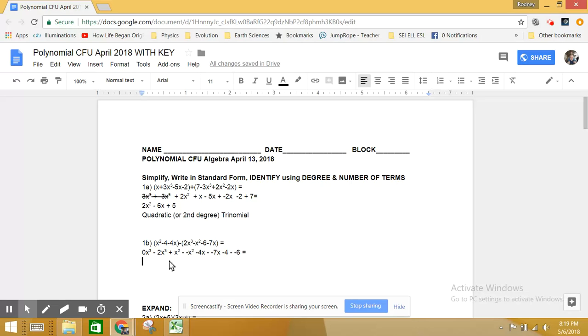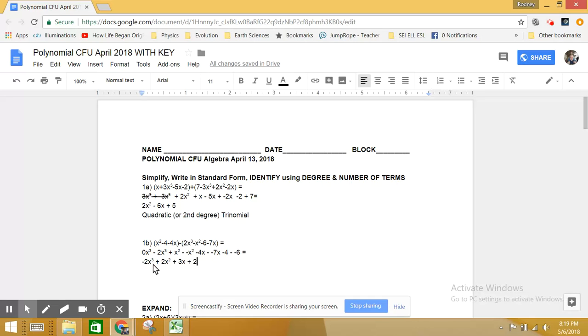We're continuing to simplify. So 0x cubed minus 2x cubed is just going to be negative 2x cubed. And now I've got x squared minus negative x squared, which is going to be x squared plus x squared. So plus 2x squared. And then I've got negative 4x minus negative 7x. That's really going to be negative 4x plus 7x, which is going to be plus 3x. And then I've got negative 4 minus negative 6, so that's going to work out to be negative 4 plus 6, so plus 2. And by systematically going by degree, I've conveniently organized it into standard form.